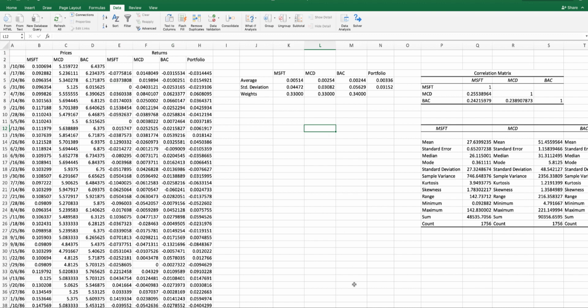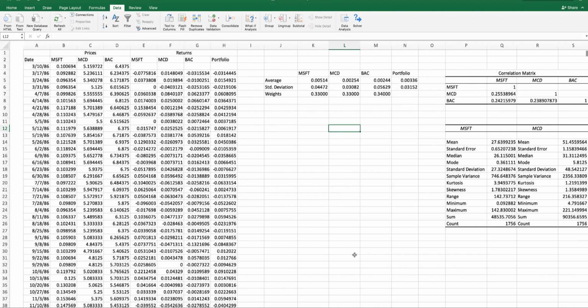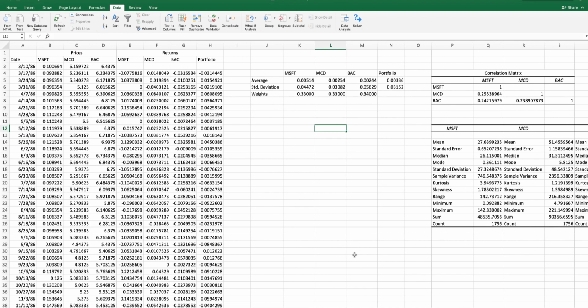All right, I think I'm going to go to another video to go over Solver because it's quite a long discussion. I think this is going to make this video much longer than I had anticipated. So let's go to the next video to see how to use this tool Solver here to find weights for your portfolio that will minimize your risk.